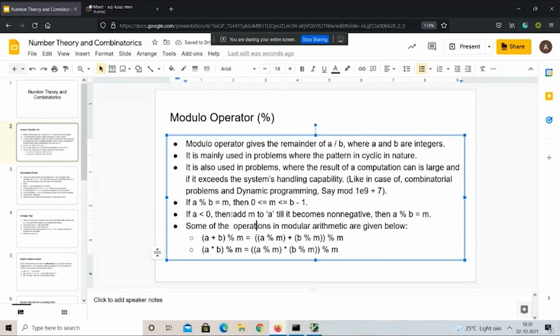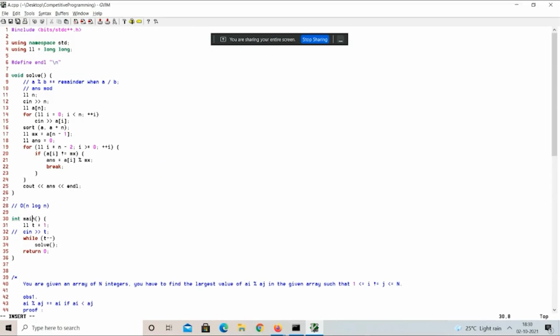And some of the modular operations: (a plus b) modulo m is equal to ((a modulo m) plus (b modulo m)) modulo m. As I told, in some problems the result exceeds the system's handling capability because it will be large. So (a plus b) modulo m is not reliable. In that case, individually take modulo m of each, add them, and then take modulo m together. I will show an example.